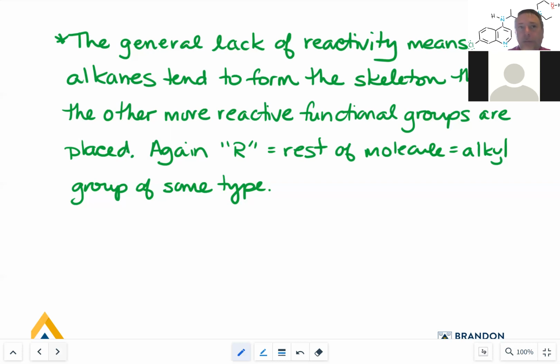There was a question privately about whether London forces are the same as van der Waals forces, and the answer is yes. Have a good weekend, everybody.